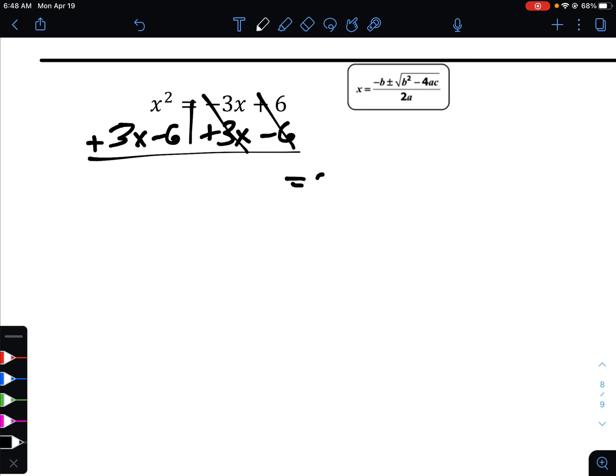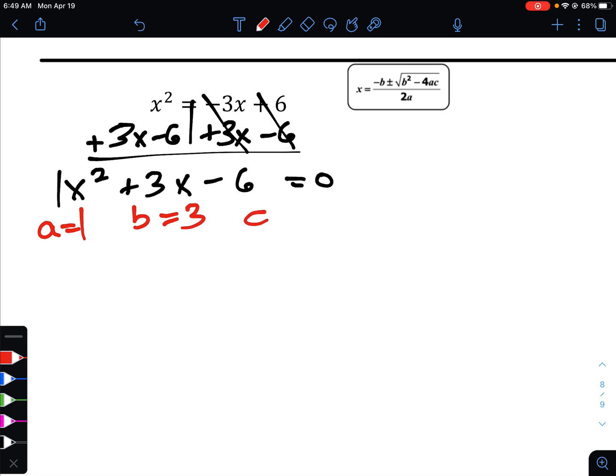That way on the right side, everything is going to cancel to be 0. And for the left side, nothing is going to combine, so we'll just write everything separately. So now that it's equal to 0, we can go ahead and write what a, b, and c are. So a is going to be 1, b is going to be 3, and c is going to be negative 6.